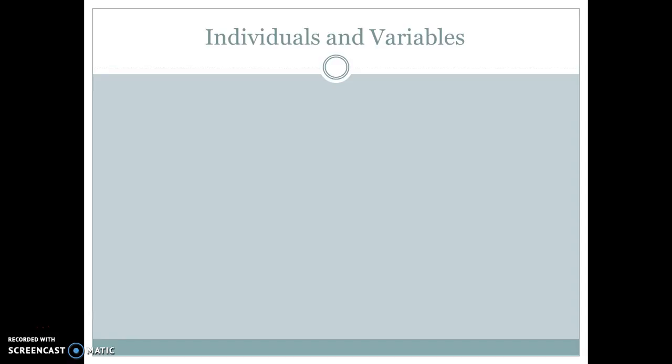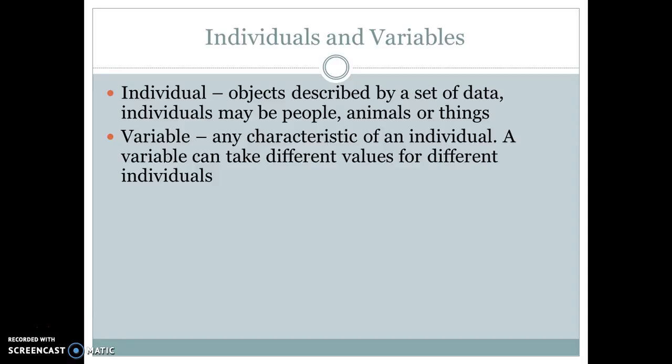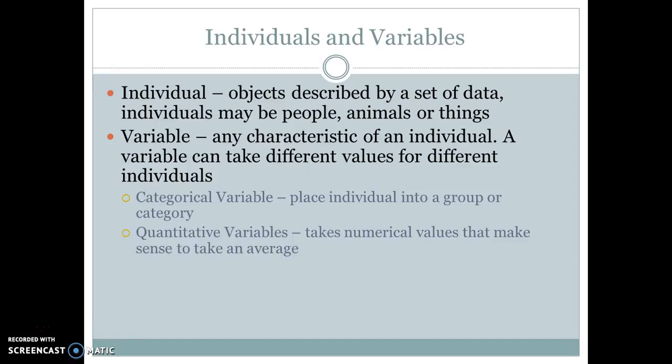Okay, we're going to start with what are individuals and what are variables. Individuals, when you collect data, are objects described by a set of data that can be people, animals, or things. A variable is any characteristic of an individual. A variable can take different values for different individuals. Variables are broken up into 2 types.